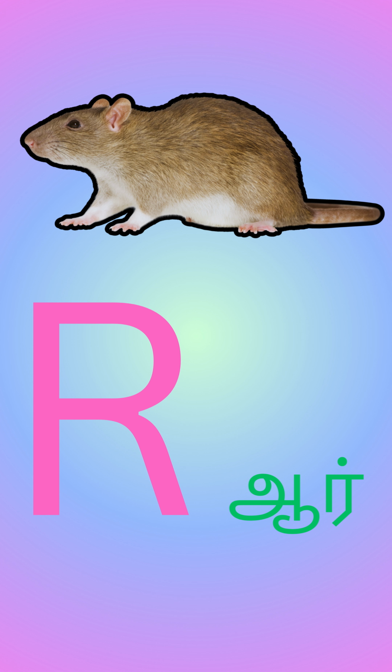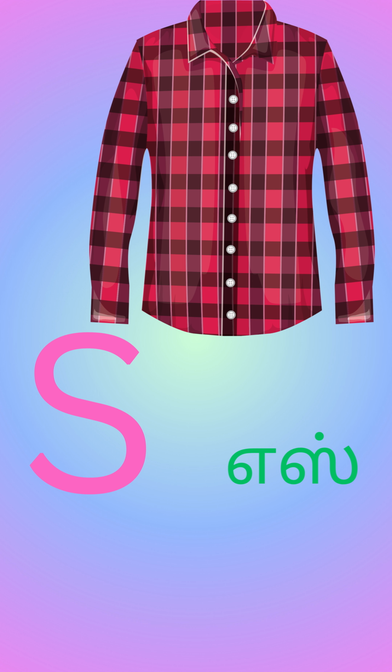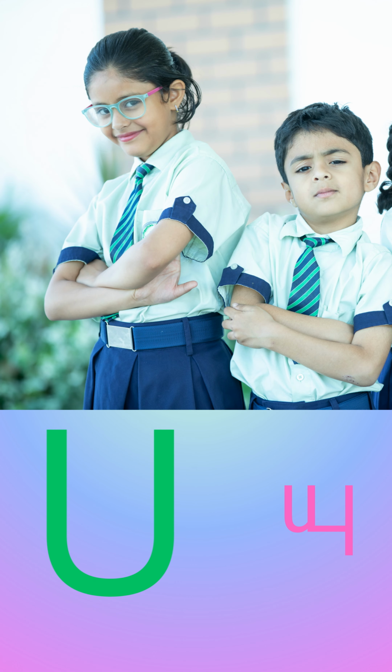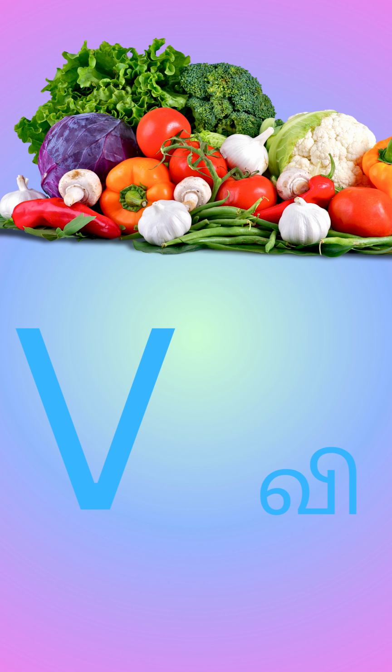P for pin. Say it here. P for pin. Q for Q. Q for Q. R for rat. R for rat. S for shirt. S for shirt. T for tent. T for tent. U for uniform. U for uniform. V for vegetable. V for vegetable.